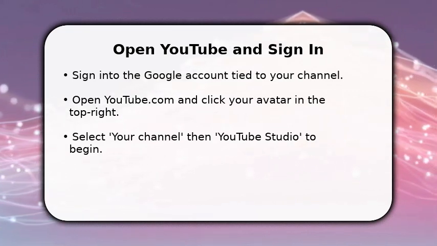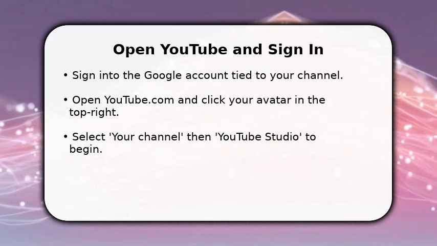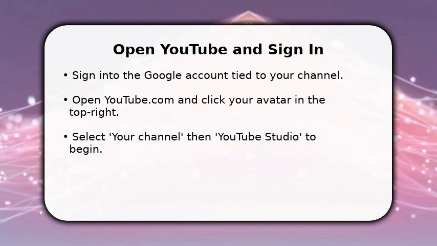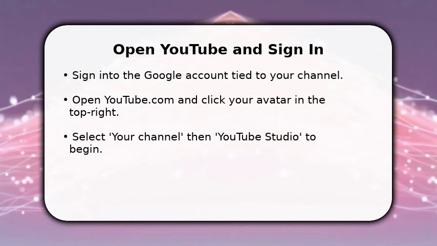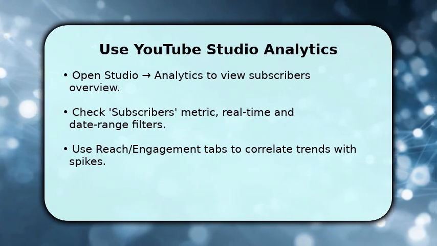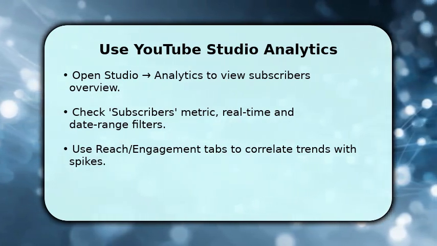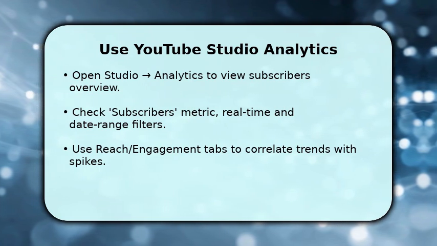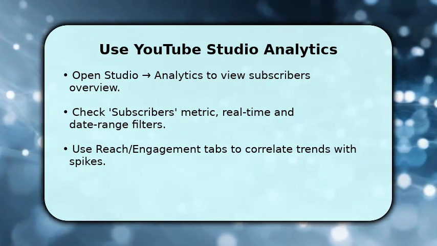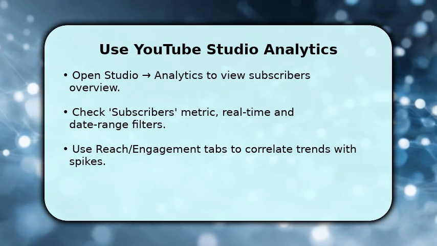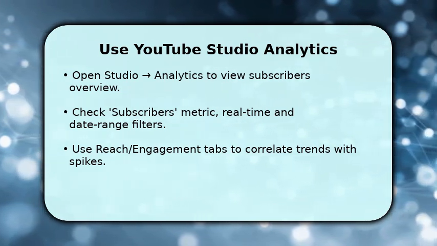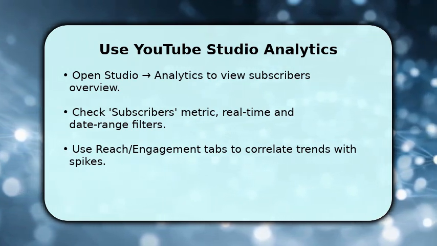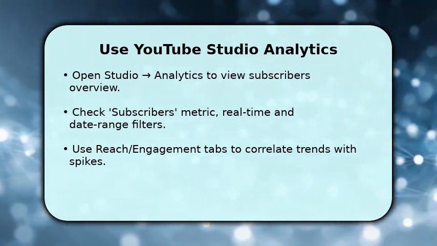Once Studio loads, you're ready to move to Analytics to view live and historical subscriber numbers and basic context for changes. In YouTube Studio, click Analytics to get into the detailed view. This is the main tool for subscriber insights. Once there, focus on the subscriber's metric, toggle real-time to see instant changes, and set date ranges to compare weeks or months. Make sure to switch between Overview, Reach, and Engagement tabs to understand why numbers moved. Views or a viral video often cause spikes.